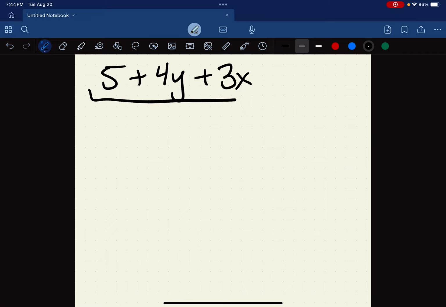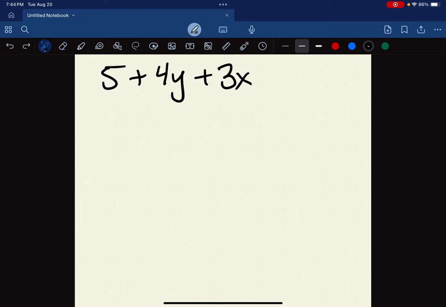So for example, if we have just the expression 5, the term here is 5. Or if we have 5 plus 4y, then we have two terms. We have 5 and 4y. If we have 5 plus 4y plus 3x, then we have 3 terms total. This whole thing is called an algebraic expression. So the algebraic expression is the whole thing, and then we have 3 individual terms.